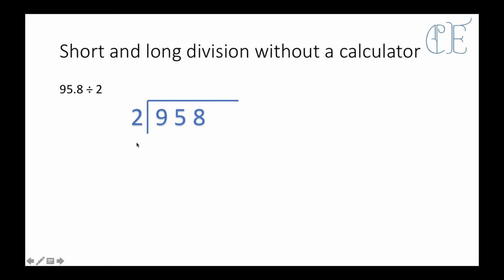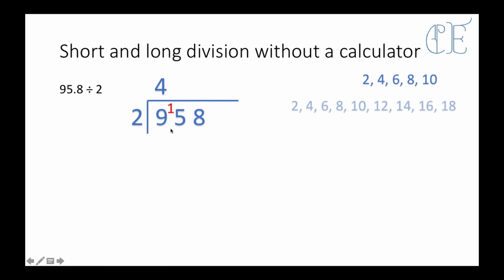So how many 2's go into 9? That's an easy one. I've done a bit of a 2 times table here: 1, 2, 3, 4. Okay, 4 goes in, but I've got a remainder because it only goes up to 8, and I've got 9. So I've got 1 remainder.